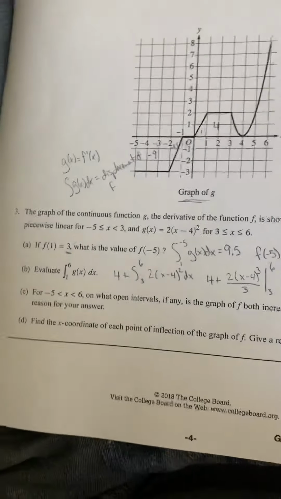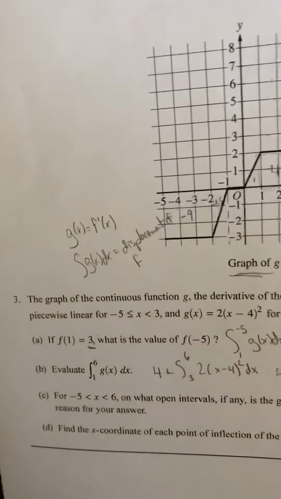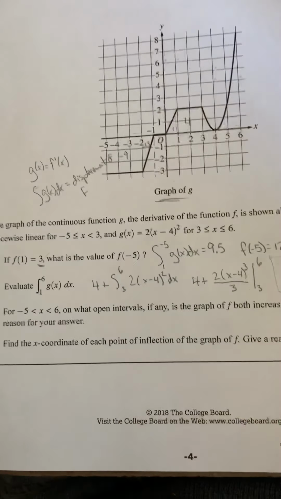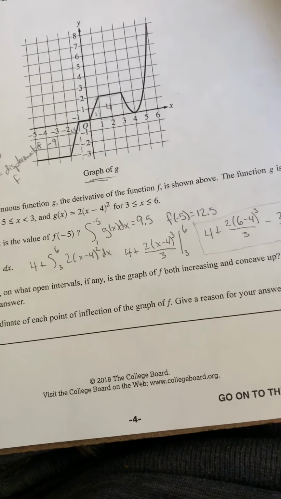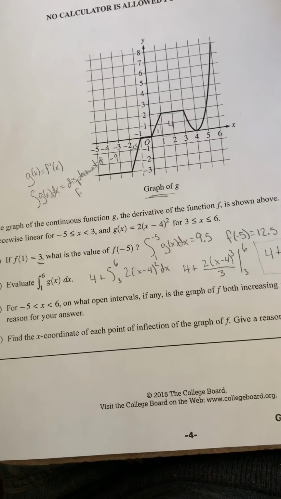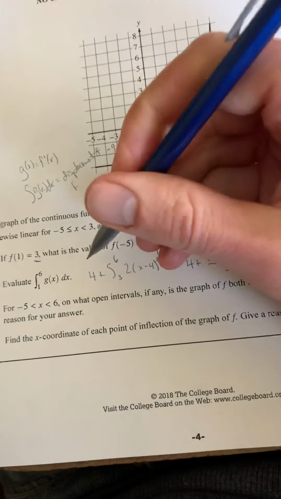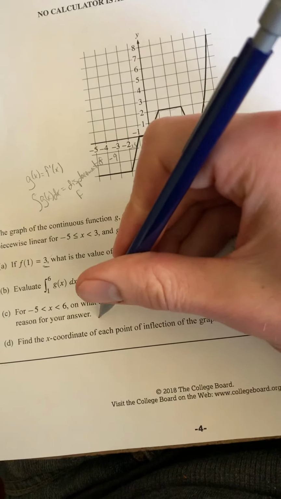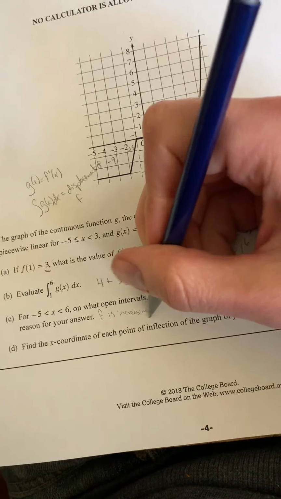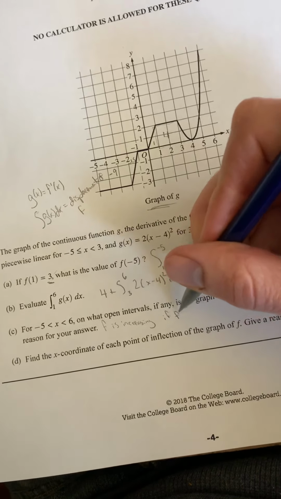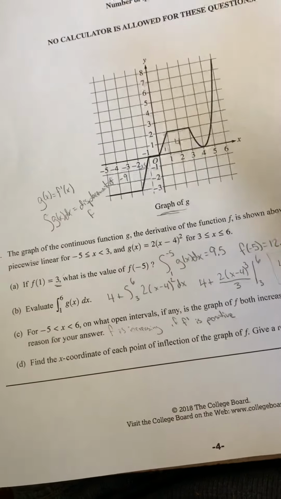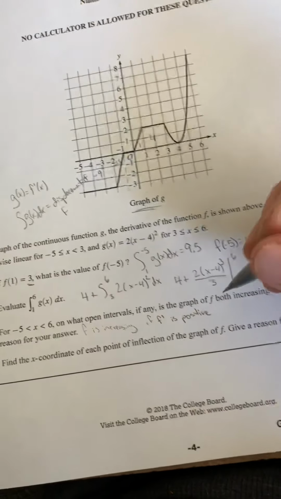The third question says, from -5 up to +6, on what open intervals, if any, is the graph of f both increasing and concave up? Give a reason for your answer. So, f is increasing if f prime is positive. F prime is g.